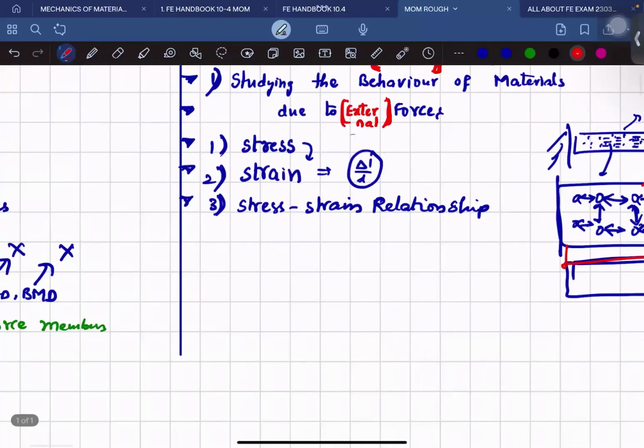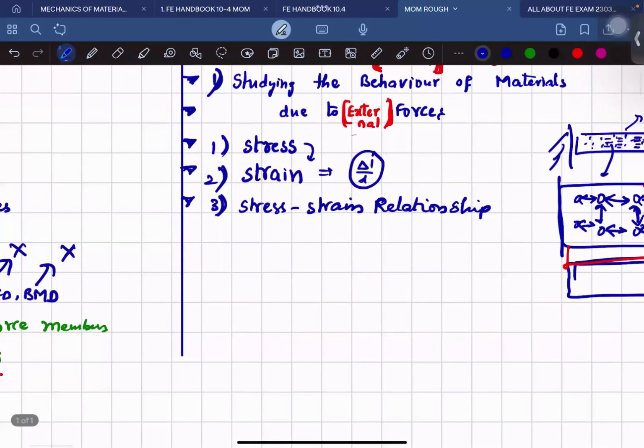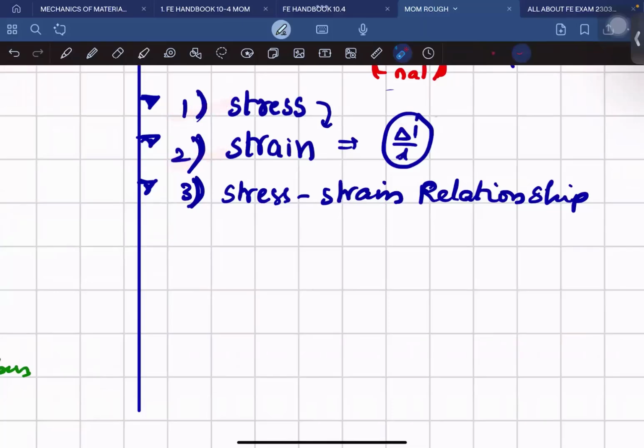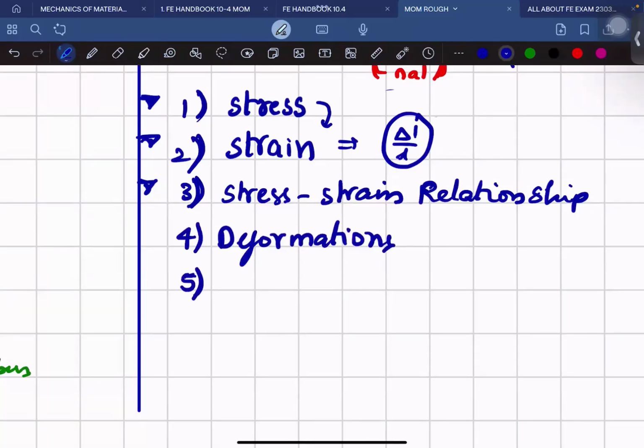There are different types of strain we can see. So we're going to study stresses and strains, and the correlation between stress and strain, which is the modulus of elasticity. You might have heard of it somewhere. After that, we'll study the deformations. After deformations, what shall we study? Let us study the bending moment diagram and shear force diagram. And in deformation itself, we can learn about elastic and plastic deformations.